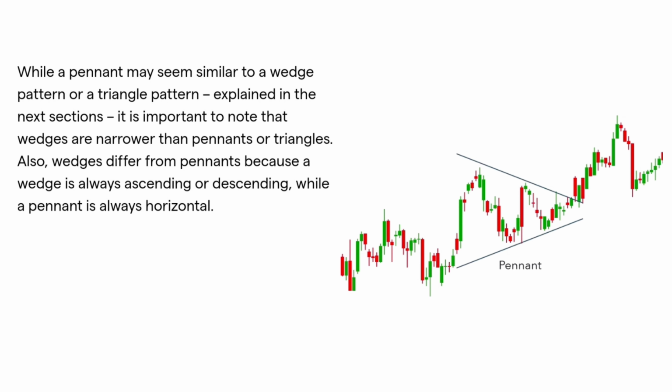While a pennant may seem similar to a wedge pattern or a triangle pattern explained in the next sections, it is important to note that wedges are narrower than pennants or triangles. Also, wedges differ from pennants because a wedge is always ascending or descending, while a pennant is always horizontal.